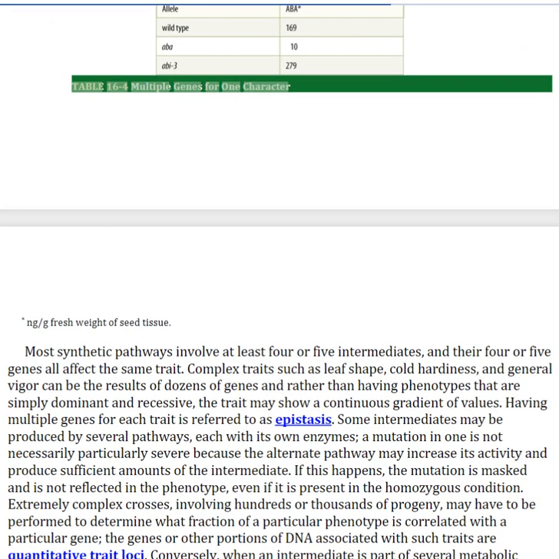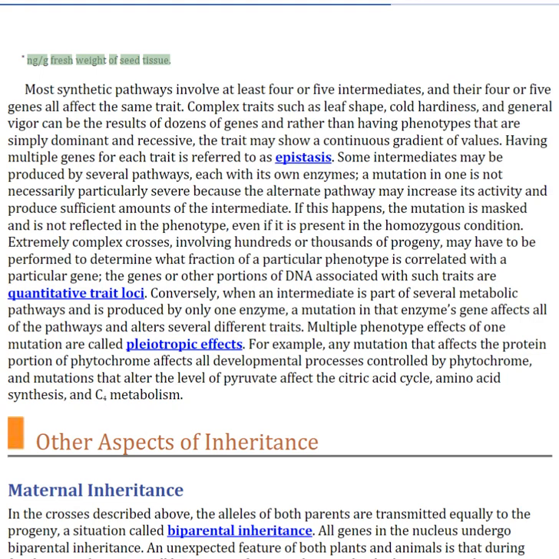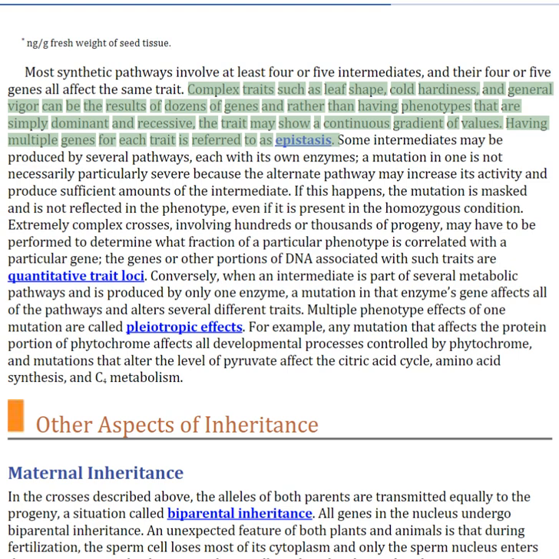Table 16 shows multiple genes for one character, using fresh weight of seed tissue. Most synthetic pathways involve at least 4 or 5 intermediates, and their 4 or 5 genes all affect the same trait. Complex traits such as leaf shape, cold hardiness, and general vigor can be the results of dozens of genes, and rather than having phenotypes that are simply dominant and recessive, the trait may show a continuous gradient of values. Having multiple genes for each trait is referred to as epistasis.